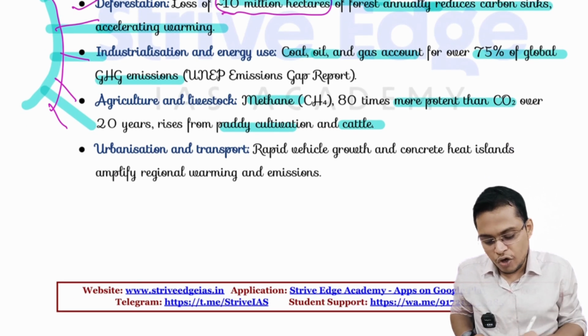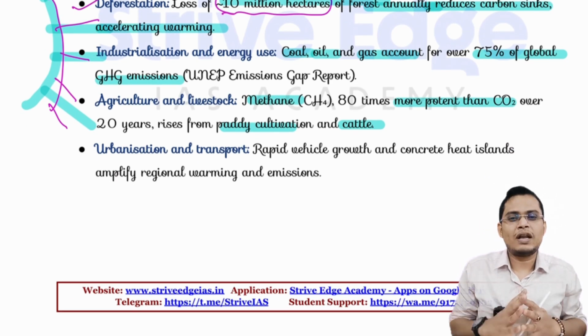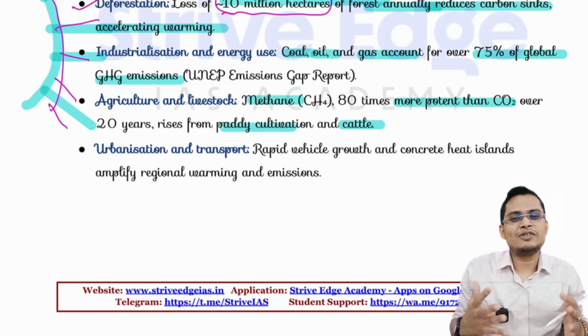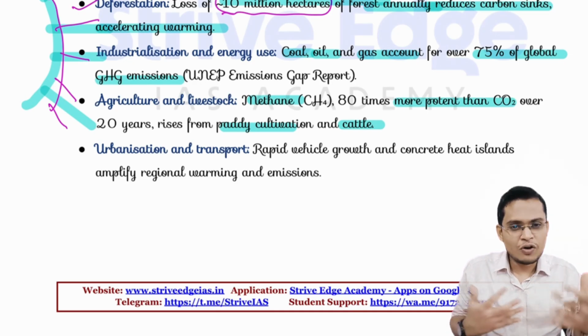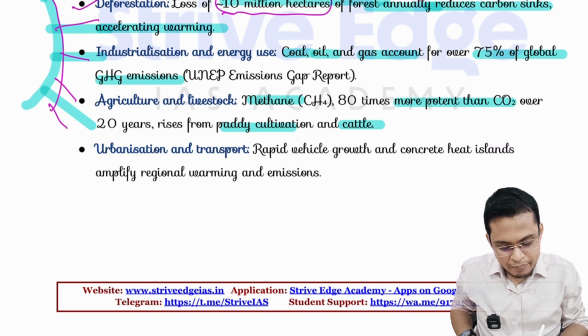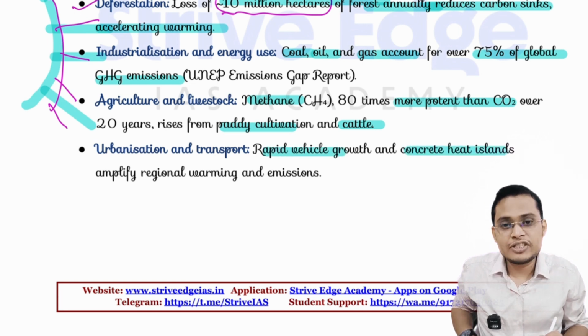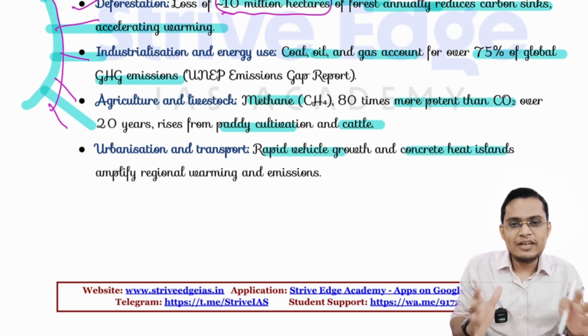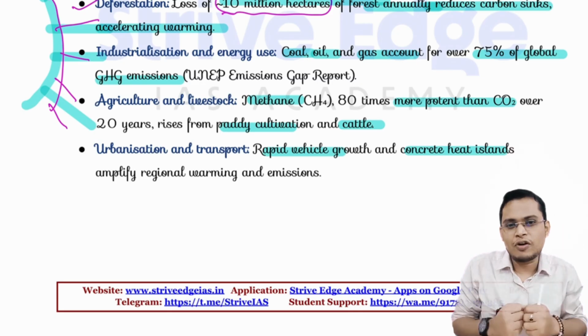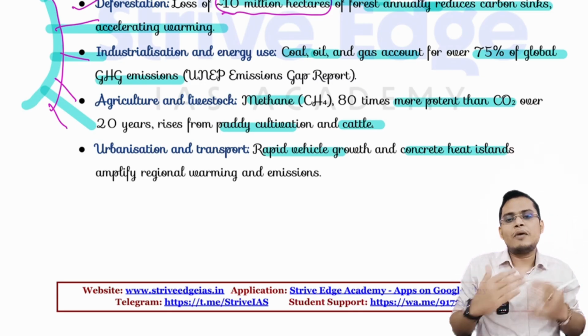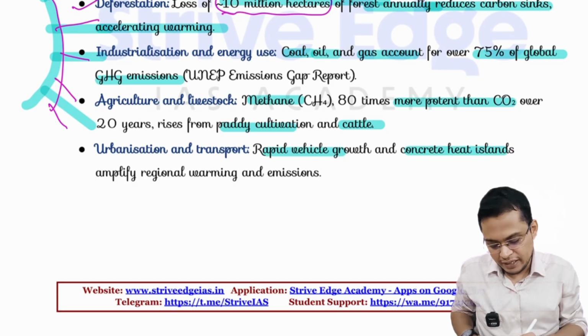So next one is about the urbanization and transport. In urbanization we need cities. To cool those cities we are designing buildings in a way that produces a lot of heat. So we can say rapid vehicle growth and a concrete jungle. In our cities we are creating concrete jungles, so they trap a lot of heat. There is no proper ventilation of air, so that is the reason heat is building up in the air, amplifying the regional warming and emissions.